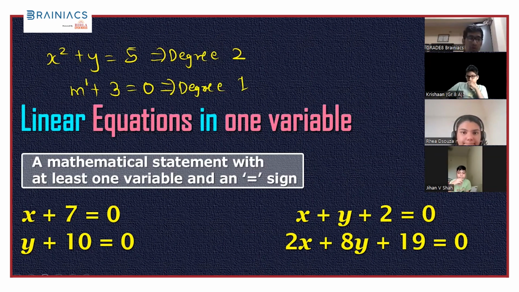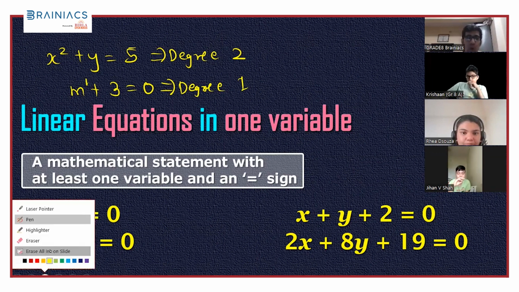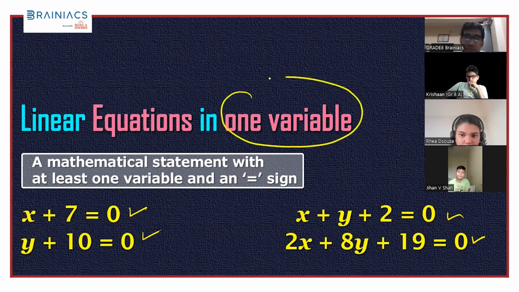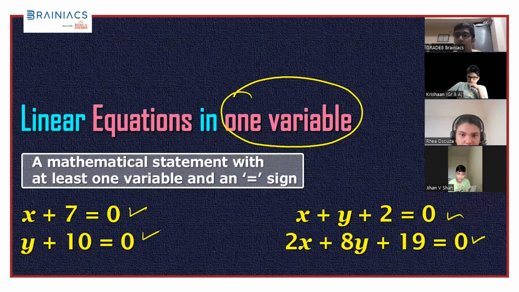Now everybody please understand, all these 4 equations are linear, yes or no? But in this chapter, we are going to understand linear equations in one variable. Can you look at the name of the chapter, everybody? We are going to study linear equations in one variable. Now look at the 4 equations and tell me which are linear equations in one variable.